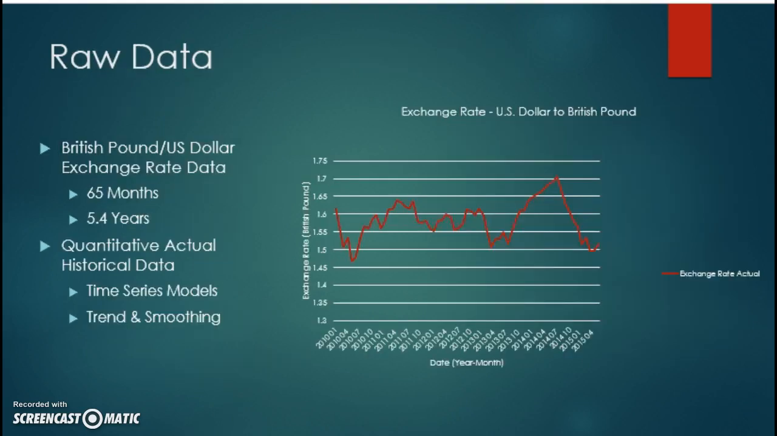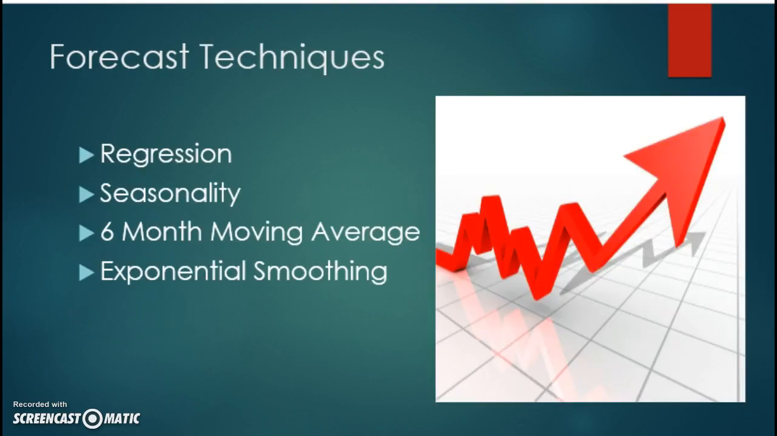Here is our original raw, untouched data that we will be using. We have here the US dollar British pound exchange rates for the past 65 months, roughly about 5.4 years. So how can we take this data and find an efficient way to forecast future values so we can be prepared? Since this is actual historical and quantitative data we have obtained from our data sources, the best way to efficiently look at these methods of forecasting for this would be to look at time series models, especially trend and smoothing techniques. Today we will be looking at regression, seasonality, exponential smoothing, and 6-month moving average.